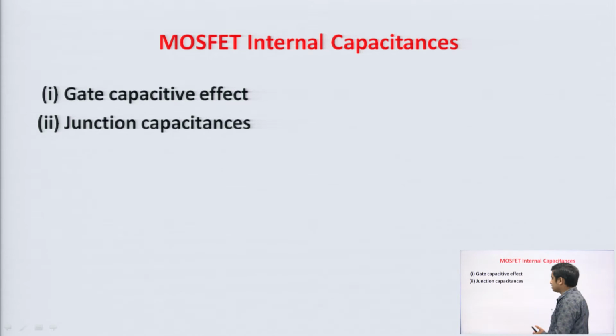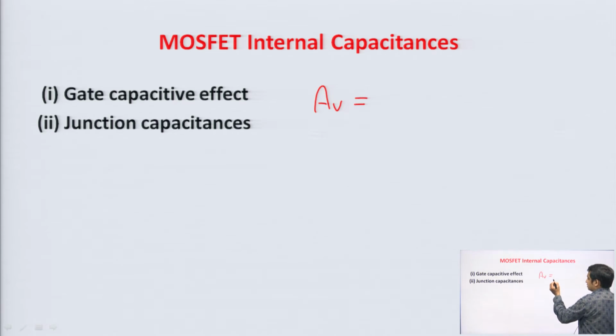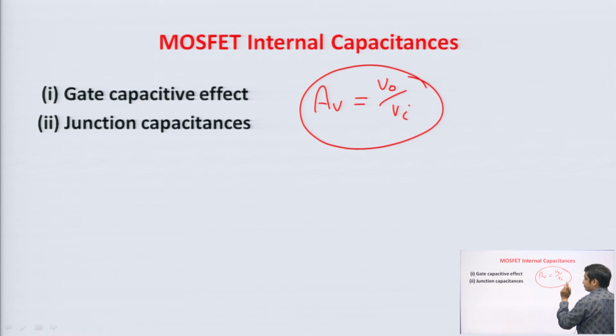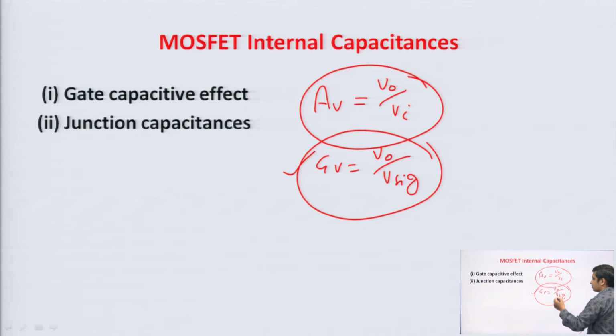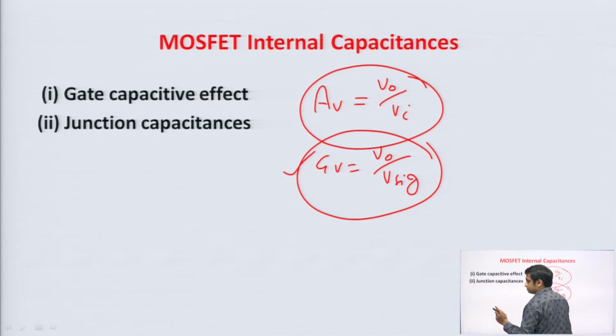Now, see, in unit 1 we calculated the voltage gain, V naught upon Vi. In fact, the overall voltage gain that we calculated was V naught upon V sig. When we did these calculations in the last unit for the common source amplifier, we neglected the effect of the coupling capacitors and bypass capacitors.